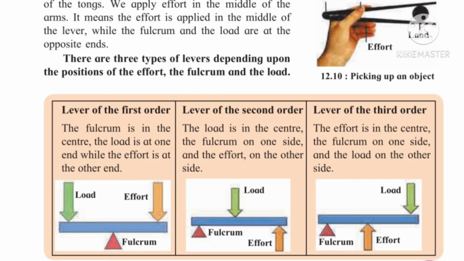There are three types of levers depending upon the position of the effort, the fulcrum and the load. In the lever of first order, the fulcrum is at the center, the load is at one end, and the effort is at the other end. In the lever of second order, the load is at the center, the fulcrum is at one end and the effort is at the other end. Now the lever of third order, as we just saw in the example of a pair of tongs: the effort is at the center, the fulcrum is at one end, and the load is at the other end. So these are the three orders of a lever.